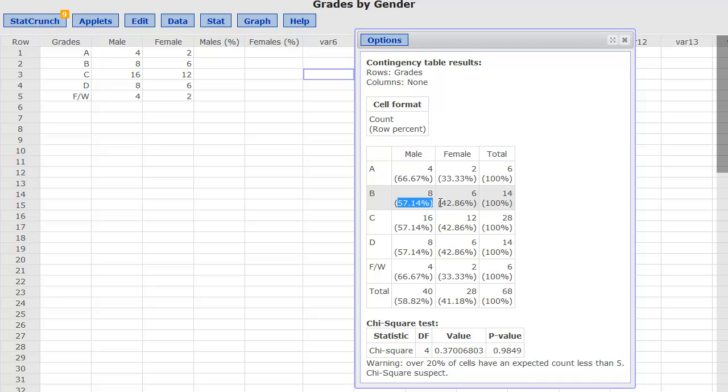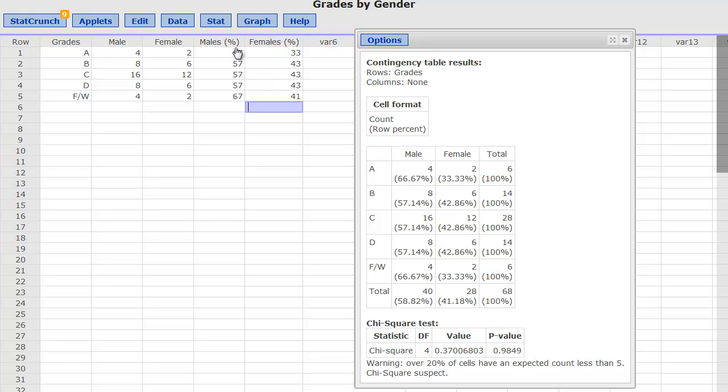Okay, and then I've got these guys over here, which are looking pretty good. And so I'm going to go ahead and do 67%, 57%, 57%, 57%, and then 67%. And over here, the females are 33%, 43%, 43%, 43%, and 41%. I just went ahead and rounded that to 67 and put it there. I rounded this to 57, this to 33, and this to 43, and put them here.